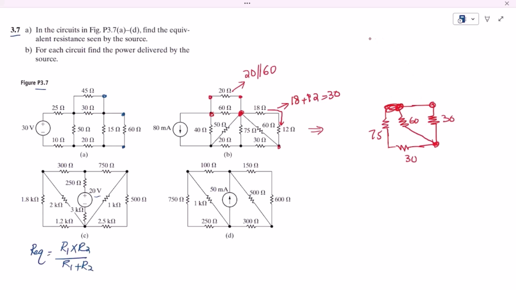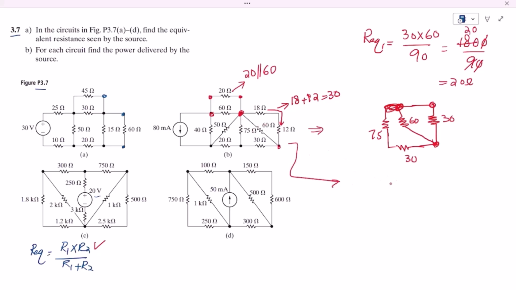Therefore the equivalent of them is R equivalent 1, which is R1 into R2. So 30 multiplied by 60 divided by 30 plus 60, which is 90. So this would be 1800 divided by 90. This will cancel out, and here 20. So the R equivalent is 20 ohm. You can see that it will be here. Now you will see that this equivalent is this 20 ohm.